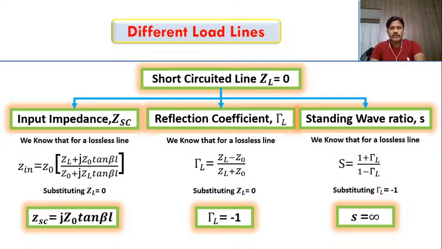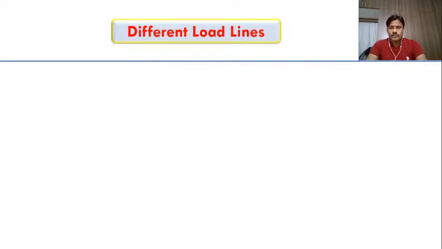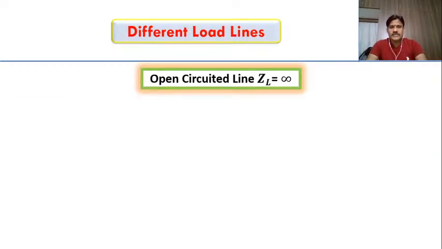Please remember these three important secondary parameters: ZSC equals j Z0 tan beta L, gamma L equals minus 1, and S equals infinity. Similarly, we will see the other two cases also. What are the other two cases? If ZL equals infinity, that means you open the output terminals, then what will be the same three: input impedance, reflection coefficient, and standing wave ratio. And one more, the matched line: what happens if you take ZL exactly equal to Z0? Those two cases we will also see. Out of those two, first consider the open circuit, that is ZL equals infinity.